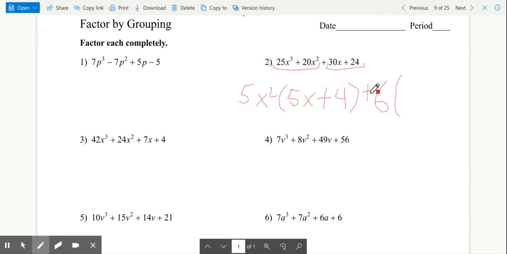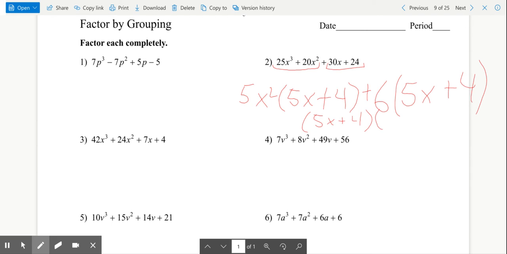So we're going to do 30 divided by 6 is 5. And then we don't have an x here, so this x just comes along. And then plus 24 divided by 6 is 4. And again, this parenthesis matches this parenthesis, which is what we want. So then with grouping, we then pull out the parenthesis. So we're going to bring the parenthesis out in front. So we're going to have 5x plus 4.